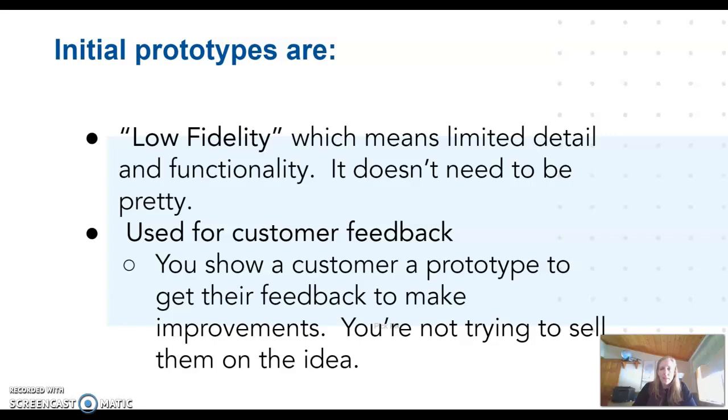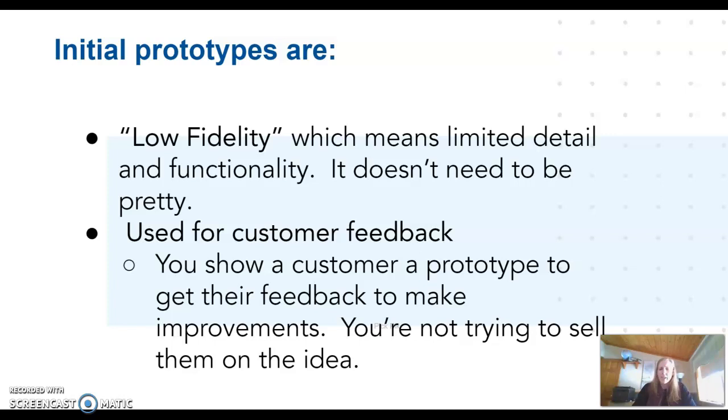Remember, it's low fidelity. This is not an art class. You're not graded on any artistic ability. We're just looking for something that can get in front of a customer. The most important thing here is their feedback. It's not putting a beautiful thing in the hands of your customer. The most important thing is getting good feedback.